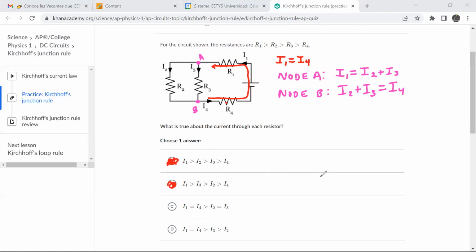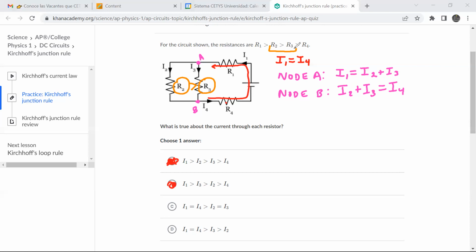Oh, there's another detail here that we forgot to look at. The resistors: R1 is larger than R2, is larger than R3, is larger than R4. So let's consider that. Of these two resistors, which is the larger one? R2 is larger than R3, because of this part here. Are we understanding that? Yes.